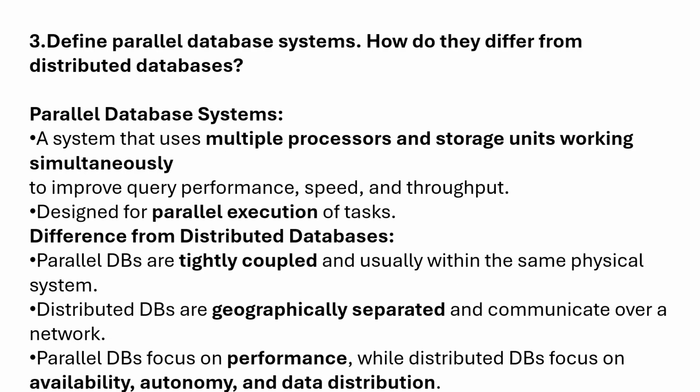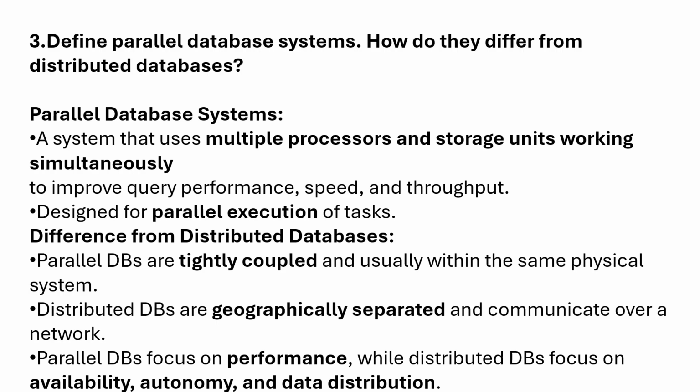Next question is, define parallel database systems and how do they differ from distributed databases? Parallel database systems, a system that uses multiple processes and storage units working simultaneously to improve query performance, speed, and throughput. Designed for parallel execution of tasks.